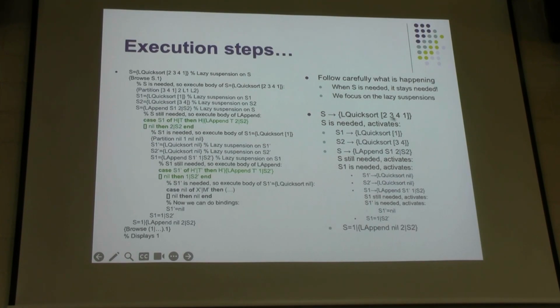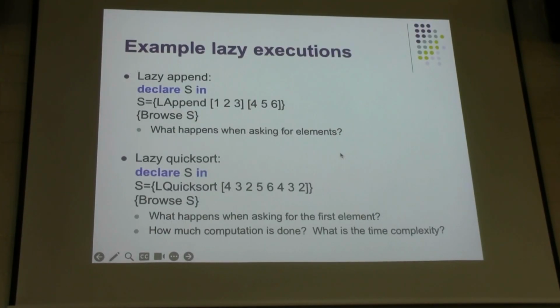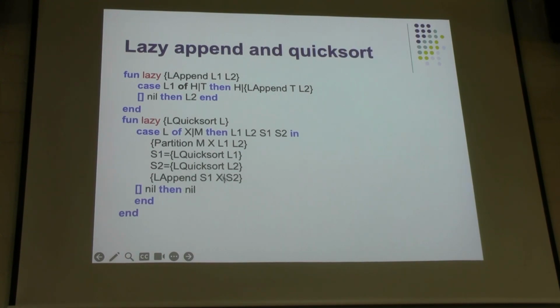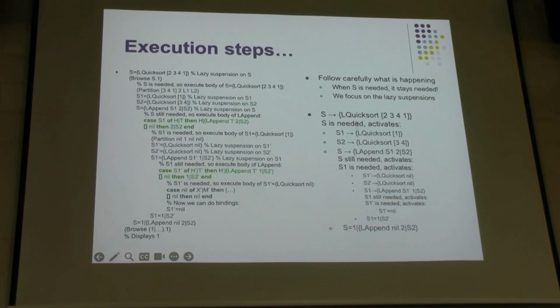So let's say I do L quicksort of 2, 3, 4, 1. And I need the first element. I do Browse S.1, okay? So I need S. So I activate these two and this one. If you look at the definition here, if I need S, I will run the body here. So I will call partition, and I will create 3 lazy suspensions: L quicksort, L quicksort, L append. But S, the final result, is the result of L append. Okay? So I still don't have a value. So I activate these 3, but I still don't know what S is. But there's a new lazy suspension attached to S, which is L append. So S is still needed. Once needed, forever needed.